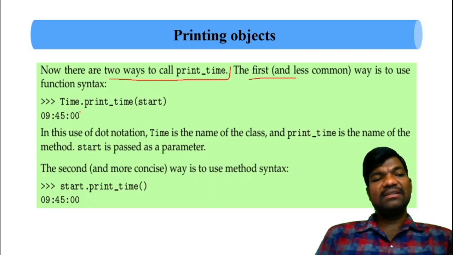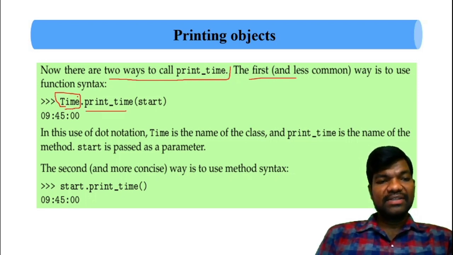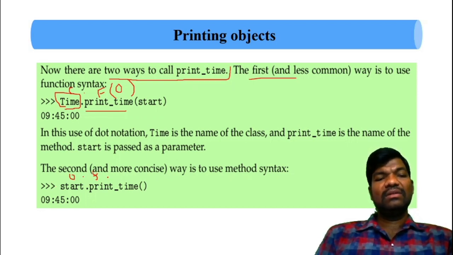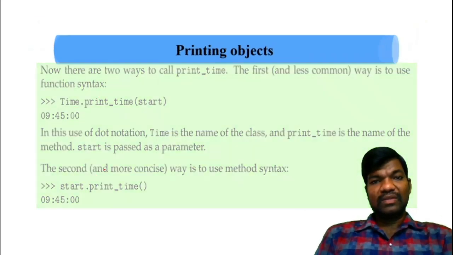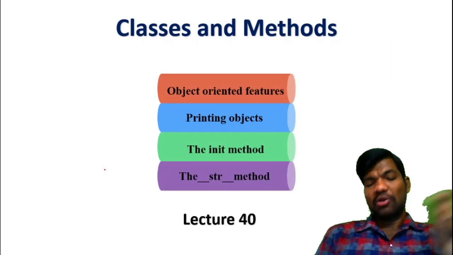Finally, there are two ways of printing time. The first one is like this: Time.print_time(start). This is class dot function name of object name. The second method is object dot function, start.print_time(). Object dot function is the other method. So that's the concept of printing objects.